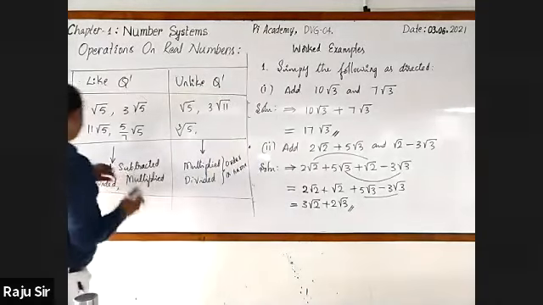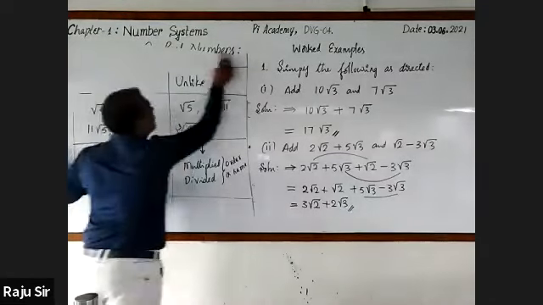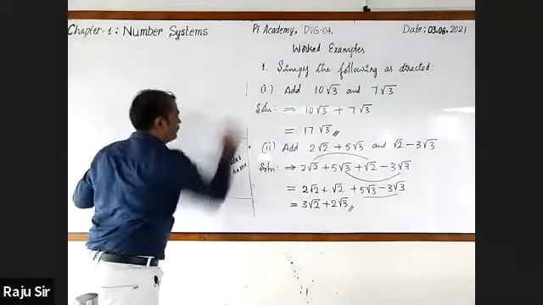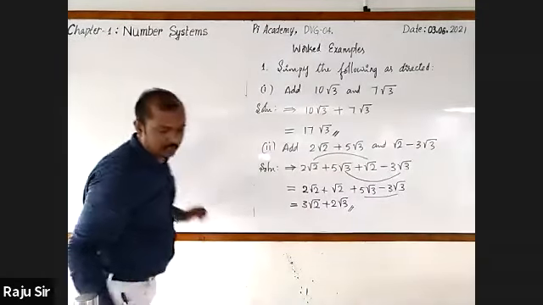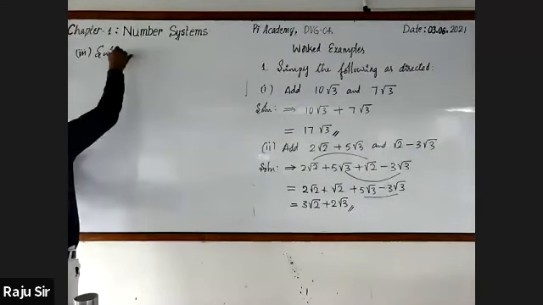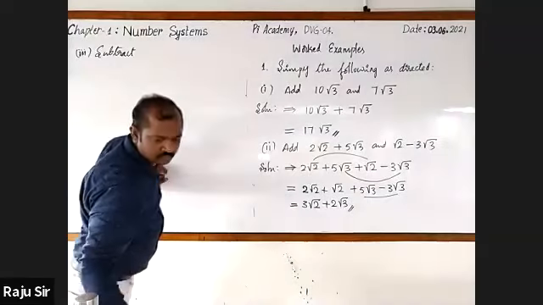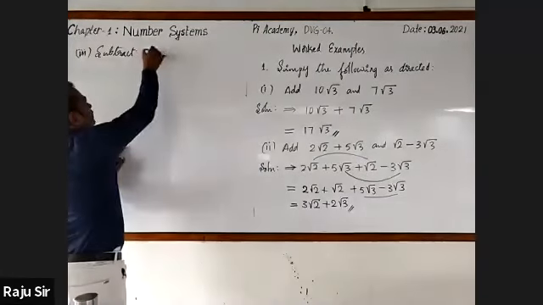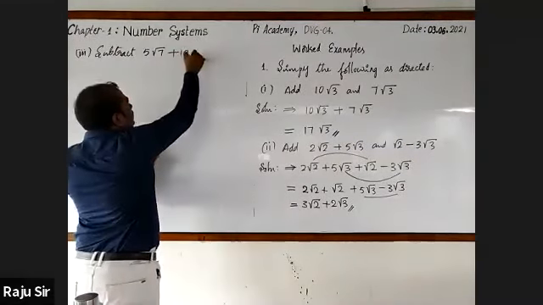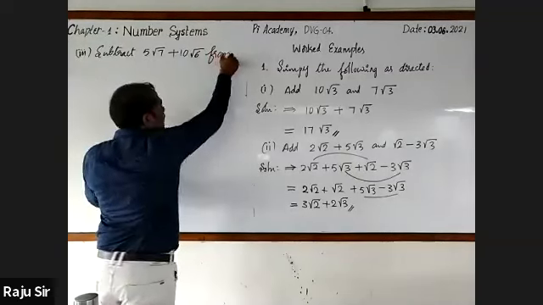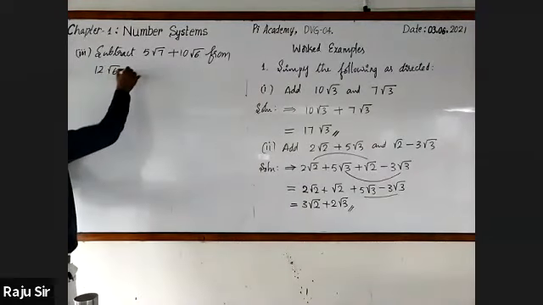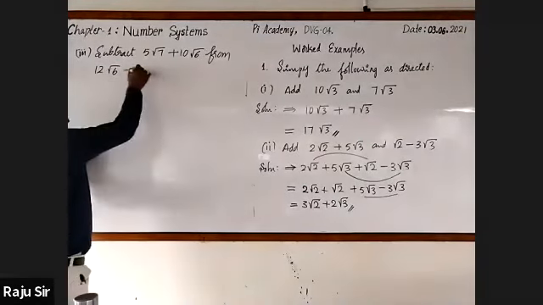Next, I'll go for giving you another one. Third one. Subtract, quickly. Subtract 5 into root 7 plus 10 into root 6 from 12 into root 6 minus 3 into root 7.